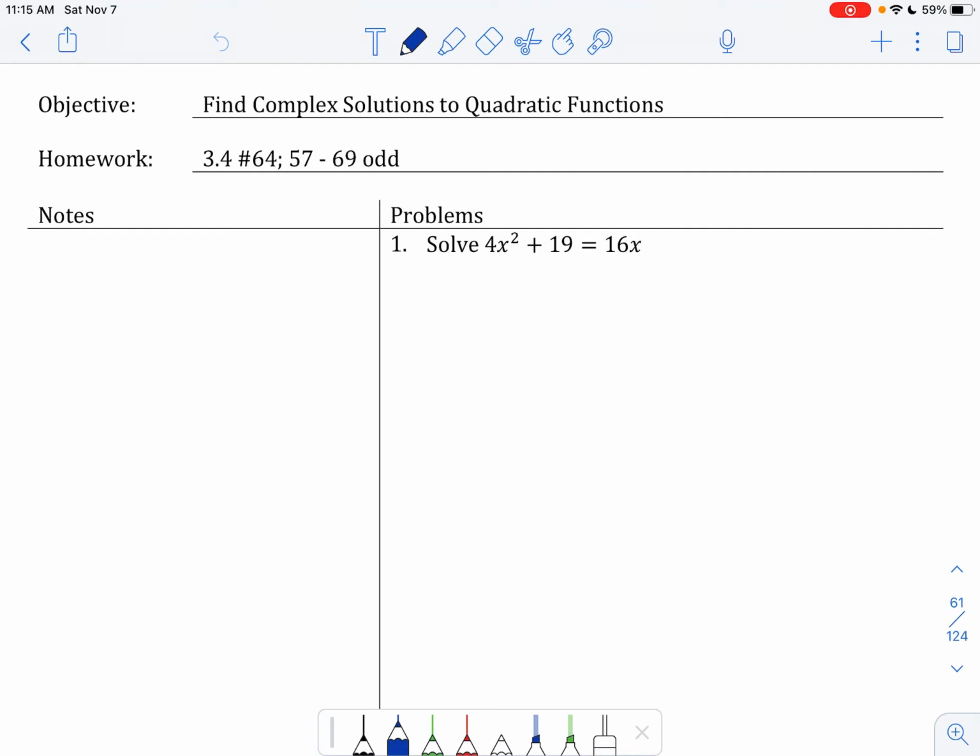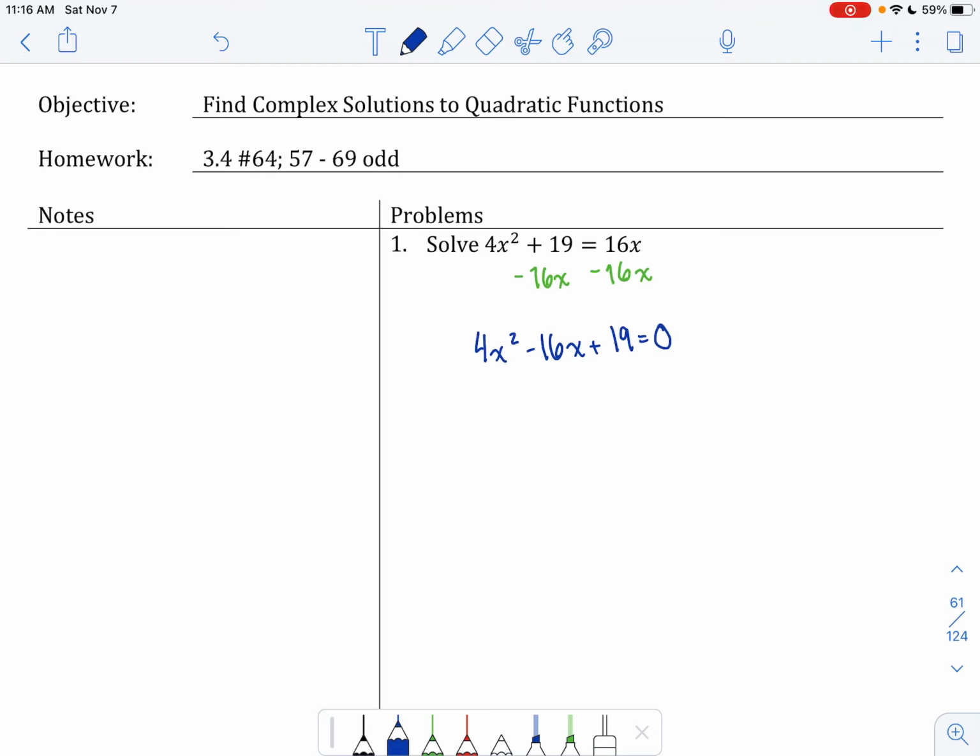So what you're mainly going to want to do is when we have a quadratic like this, three terms, 4x squared plus 19 equals 16x, if you remember correctly, the first thing we want to do is set it equal to 0. And we're going to do that by subtracting 16x on both sides in this case. So we end up with 4x squared minus 16x plus 19 equals 0. So that's our first thing.